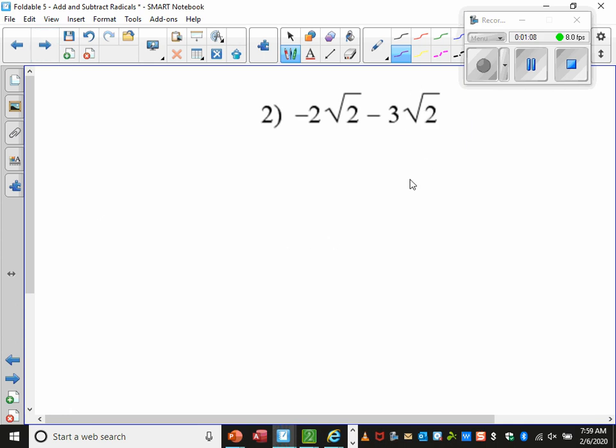First example, they've already simplified everything, so this one is actually pretty easy. So I have -2 rad 2, and I have -3 rad 2, so I have a total of -5 rad 2. When they're already in simplest form, it's actually fairly easy.